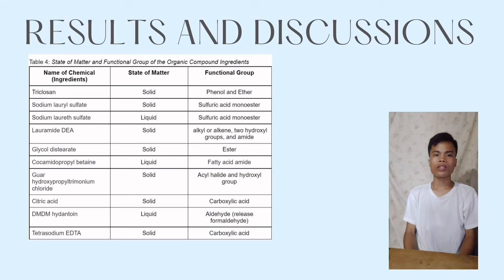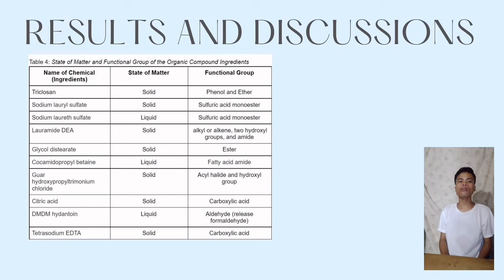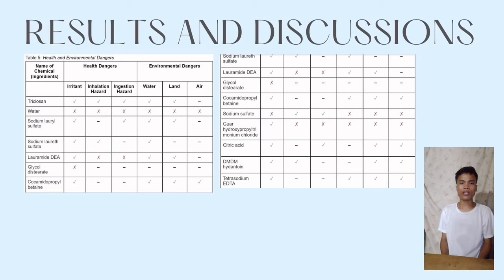Table 4 displayed the state of matter and the functional group of the organic compound ingredients. The first column lists the compound chemicals found in the Safeguard antibacterial soap. The second column identifies their state of matter, and the third column lays out what functional group they belong to. Table 5 displays the health and environmental danger that each component brings.